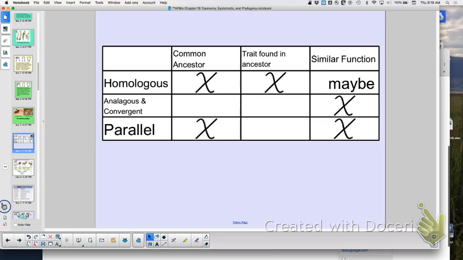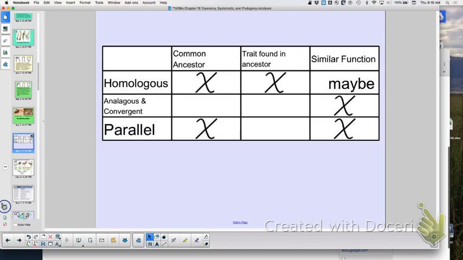When they're analogous as a result of convergent evolution, all they have is the similar function. They do not have a common ancestor. That trait is not found in a common ancestor because they don't have one, right? And then parallel evolution, yes, in your ancestral past, you did share it, and you have that similar function as well. Okay, can you differentiate between those three?